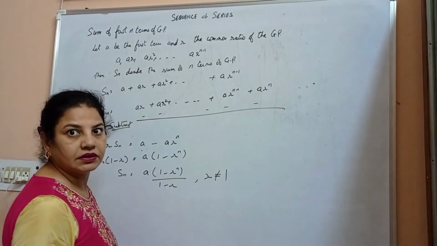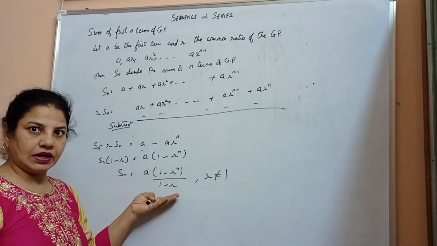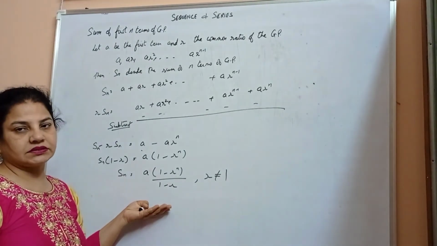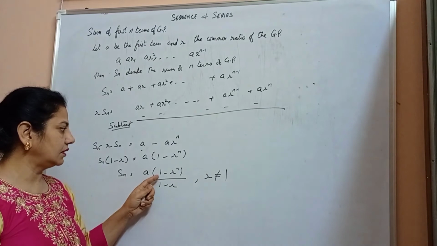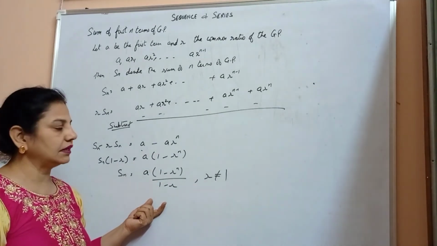for all R not equal to 1. R should not be equal to 1, because if R becomes 1, the denominator is 0 and the sum does not exist, since anything upon 0 becomes infinity.